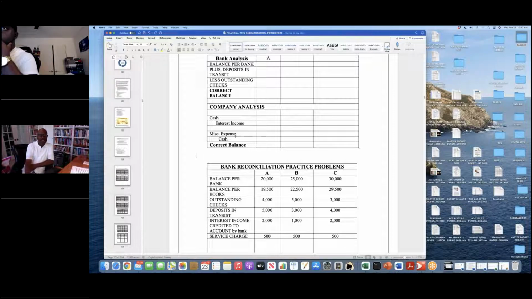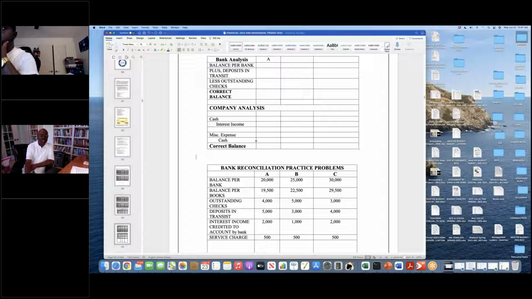Can anybody tell me what the correct balance is in this A situation? Does anybody know how much money they have? The correct amount.